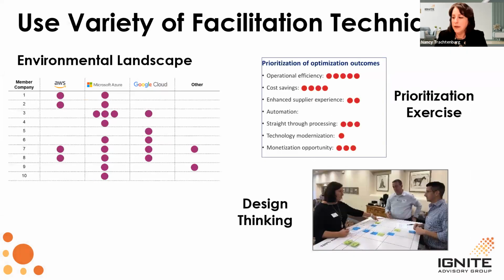And then a couple other examples of things you can do beyond a breakout. I mentioned the environmental landscape earlier. I oftentimes will do an environmental landscape early on in the meeting and put it up on a foam board, and leave it at the front of the room so that everyone can see it. On this one on the left, you can see we asked the members to identify which public cloud they're using. Over on the top right, you can do a prioritization exercise with sticky dots.